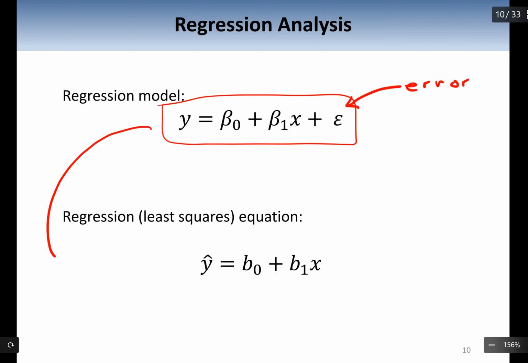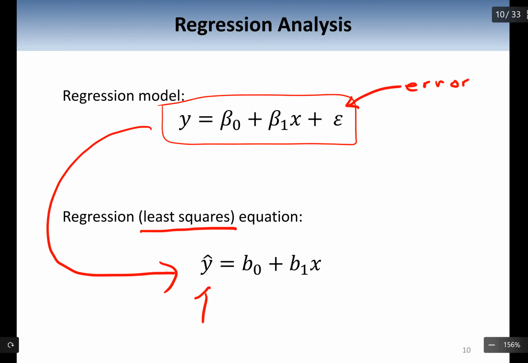And so how do we estimate them? We estimate them by using the regression equation. So how do we go from regression model to regression equation? It is using the method of least squares. So the least squares regression line is the regression line that results in the smallest sum of errors squared.